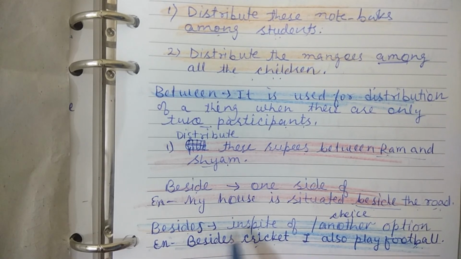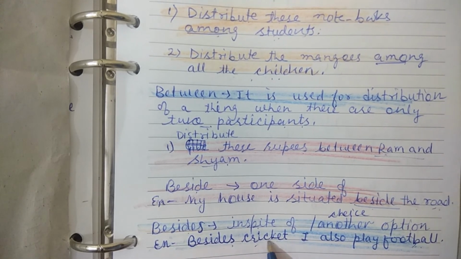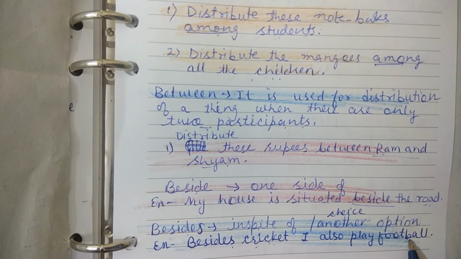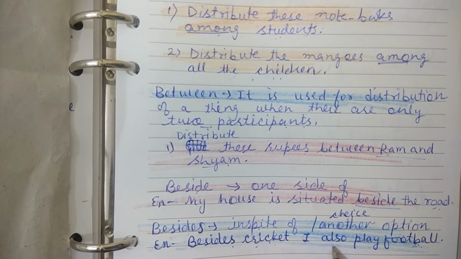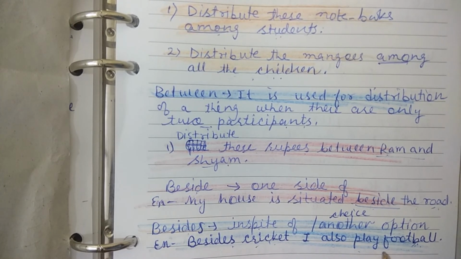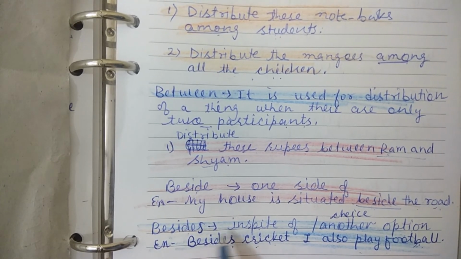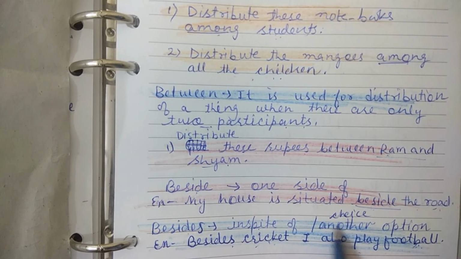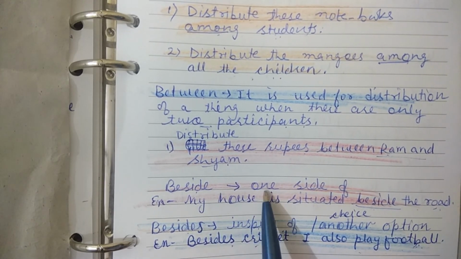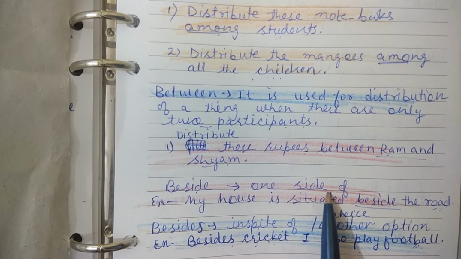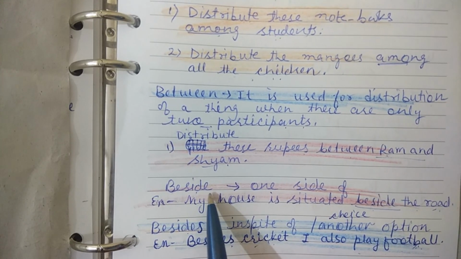And besides, example is here. Besides cricket, I also play football. Besides coffee, I also take tea. Where besides means we have another choice, in spite of, another option, and beside is here for one side of. My friend is sitting beside me.